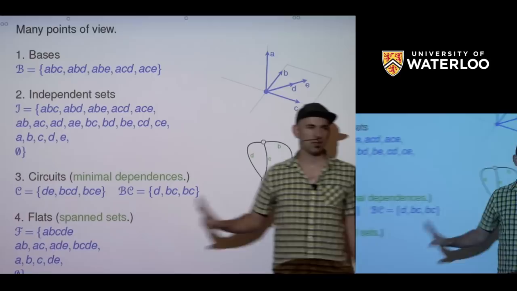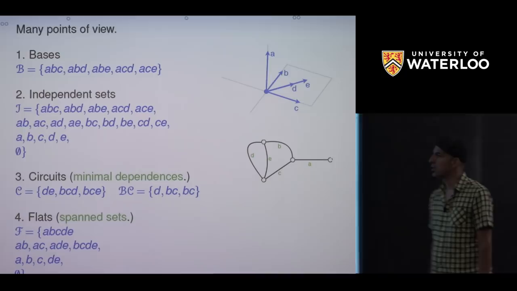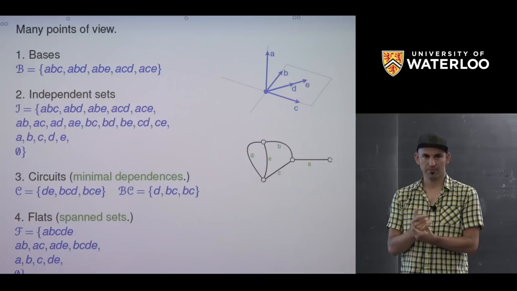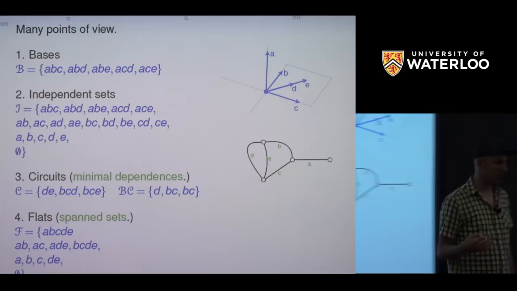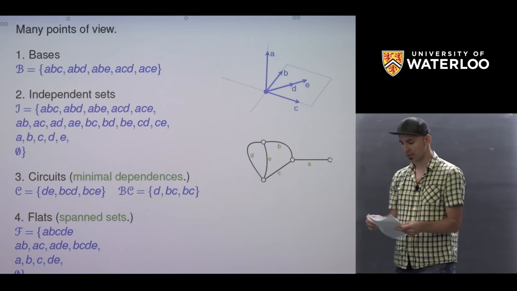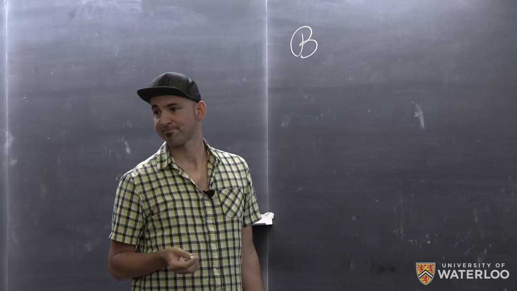So you basically look at what are the lines, what are the planes, what is the three-dimensional space. These are four different points of view: bases, independent sets, circuits, and flats. I want to leave these up and show you how these things arise very naturally in different contexts, and different people think about them very differently. So, for example, one thing that we usually do with the bases is that we like to make a polytope out of them. Let me draw that polytope.